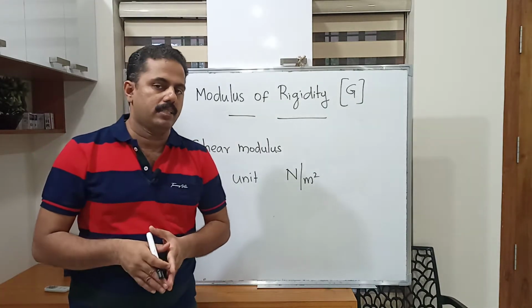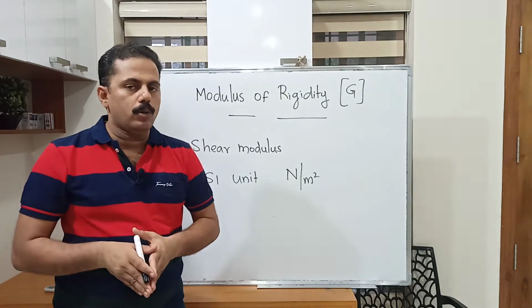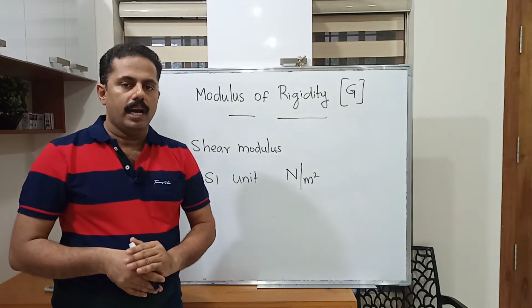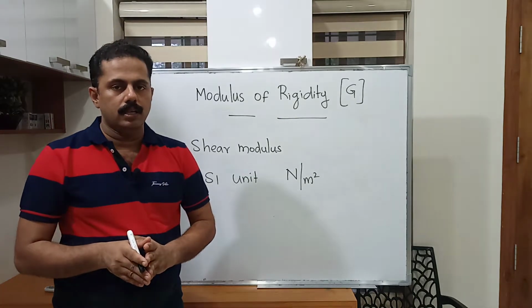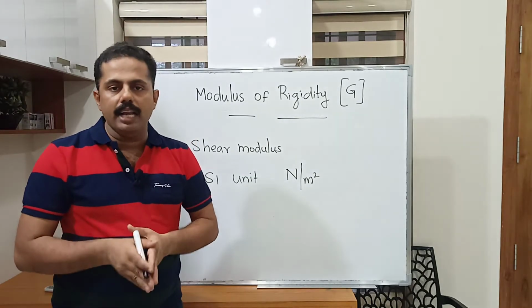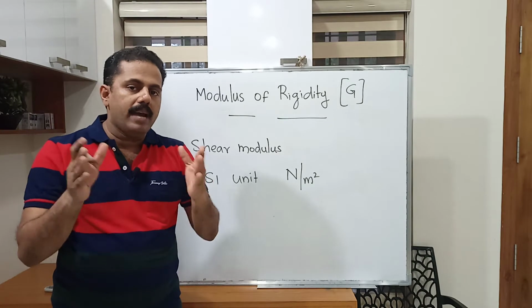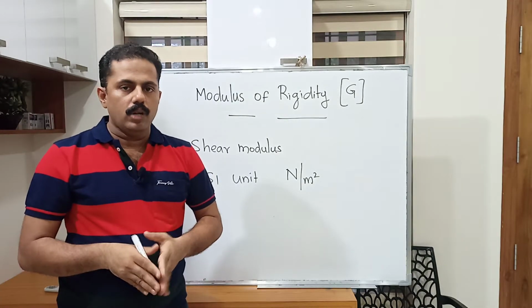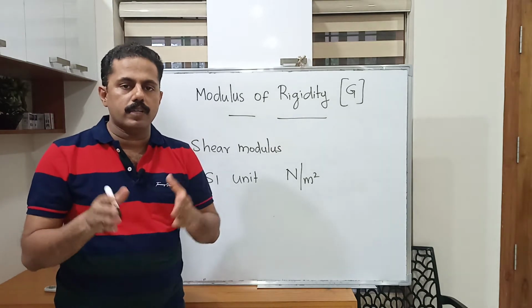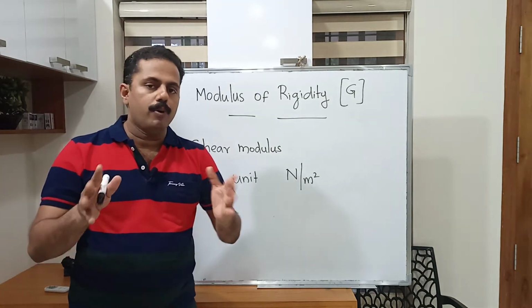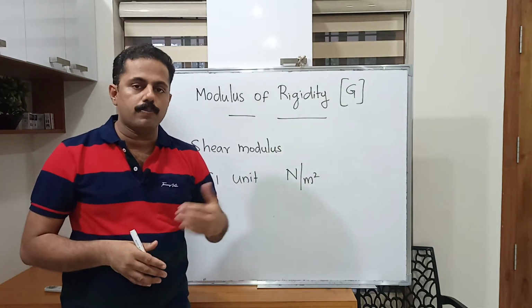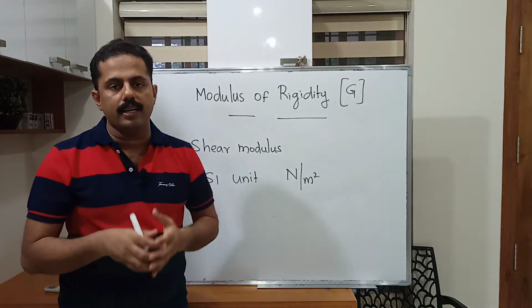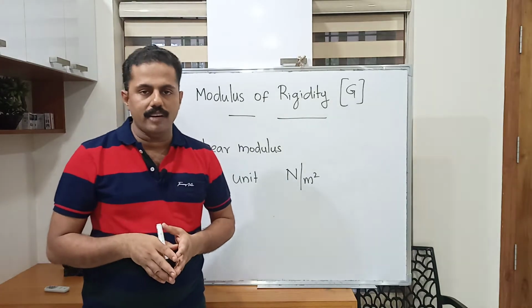At the end of this session, you will be able to understand what modulus of rigidity is, and if you are provided with a modulus of rigidity value, then you will be able to imagine what kind of solid material it is. Let us understand the term modulus of rigidity with the help of an experiment. From that experiment, you can understand what modulus of rigidity is.